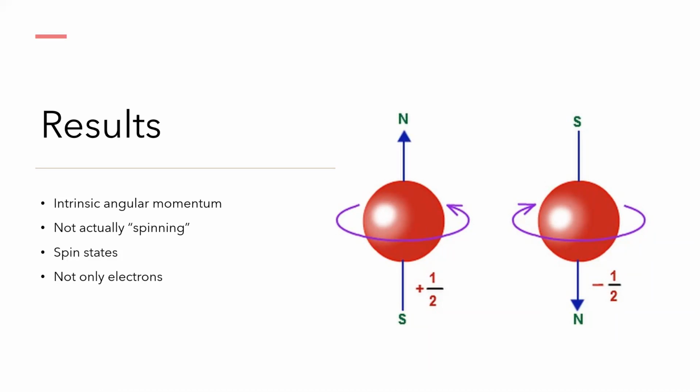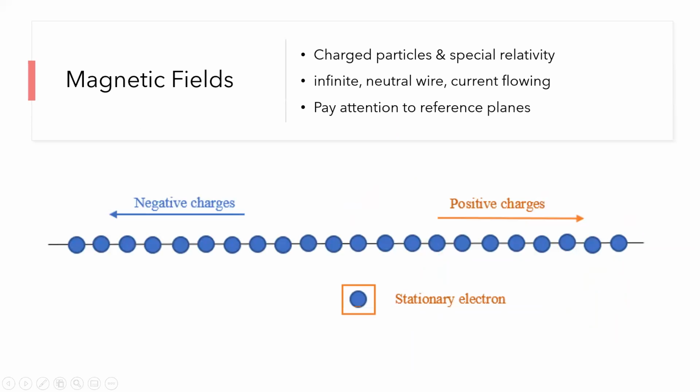So this was a lot of information, but we know two things. We know that the particles have intrinsic angular momentum that we've called spin, and we know that they exhibit magnetic properties because of this spin. But how is that possible? Why does the spin give the particles magnetic properties? Well, for that, we're going to have to talk about magnetic fields.